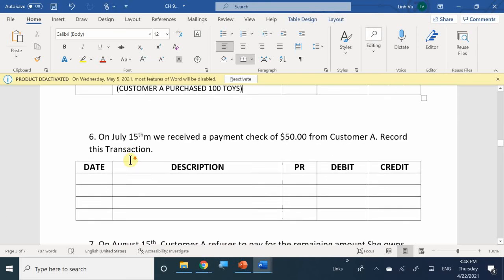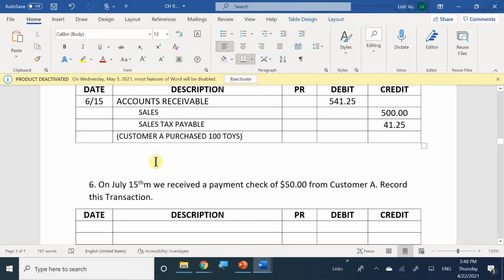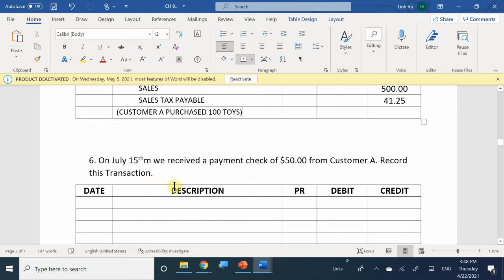So then, question number 6 says that on July 15, we received a payment check for $50 from customer A. Record this transaction. Checking. Good. We received a check, right? Therefore, it's not cash, but it does go to our checking account. Accounts receivable. For how much?